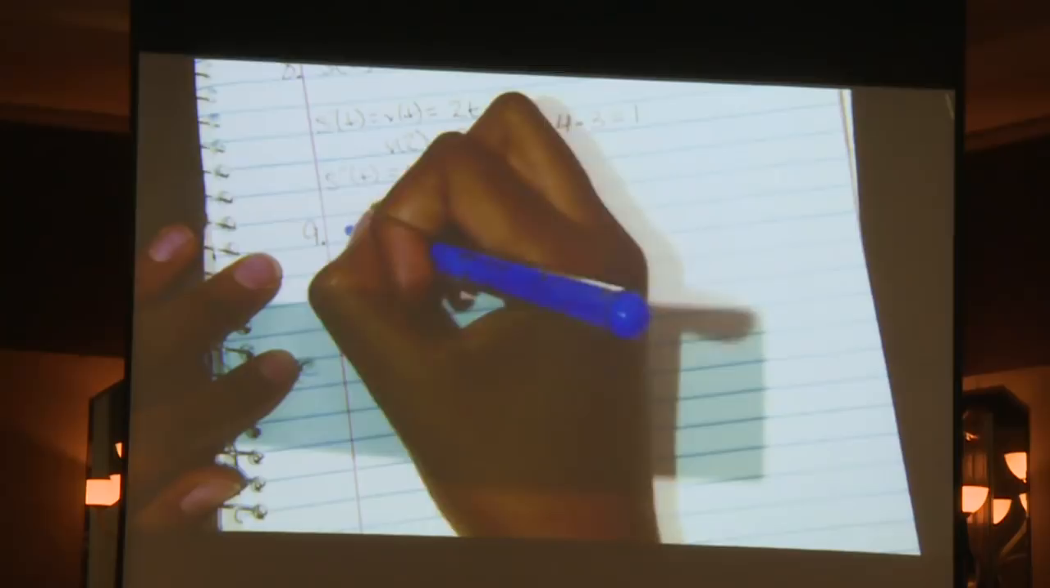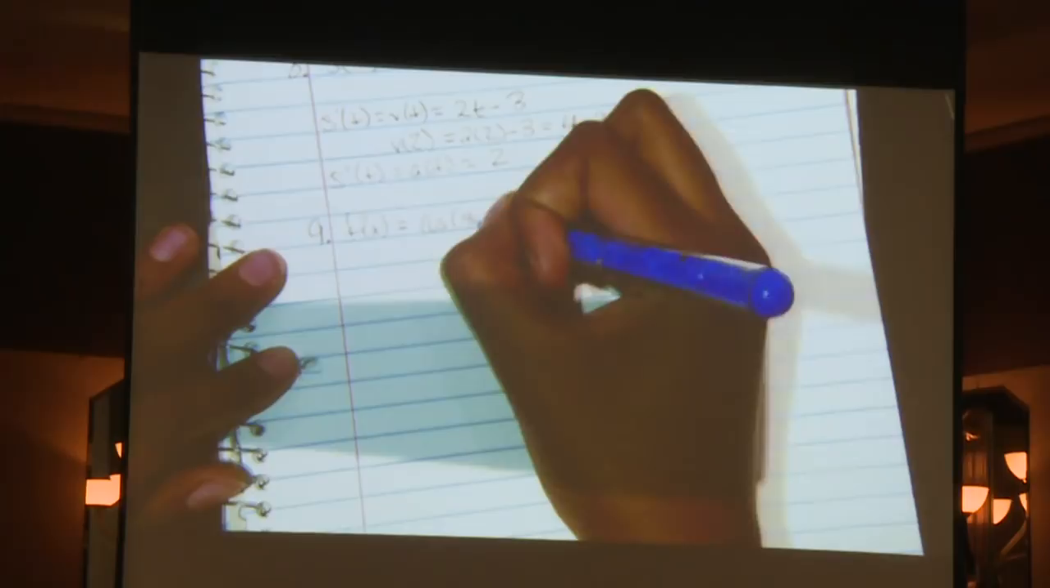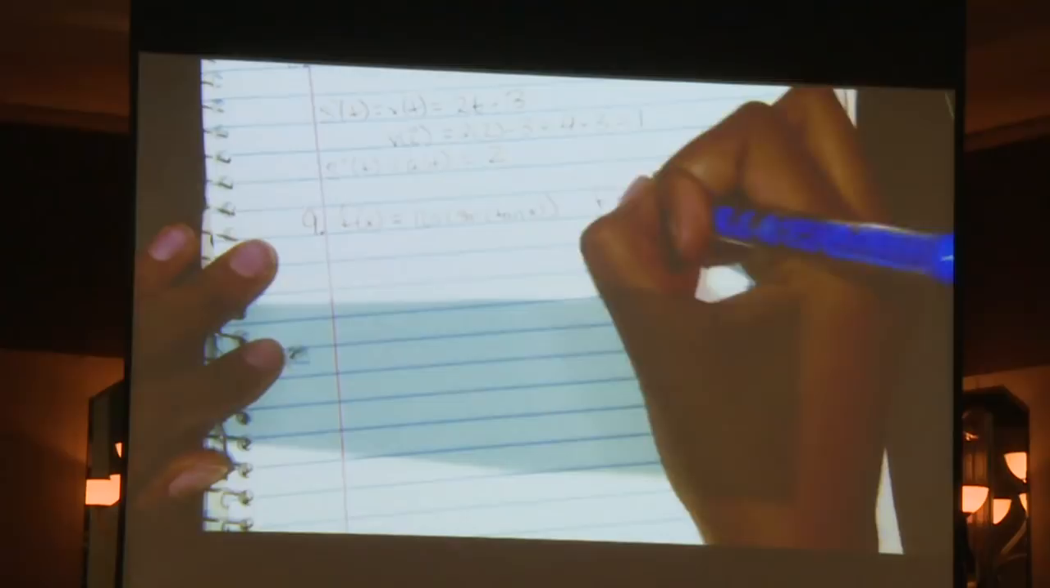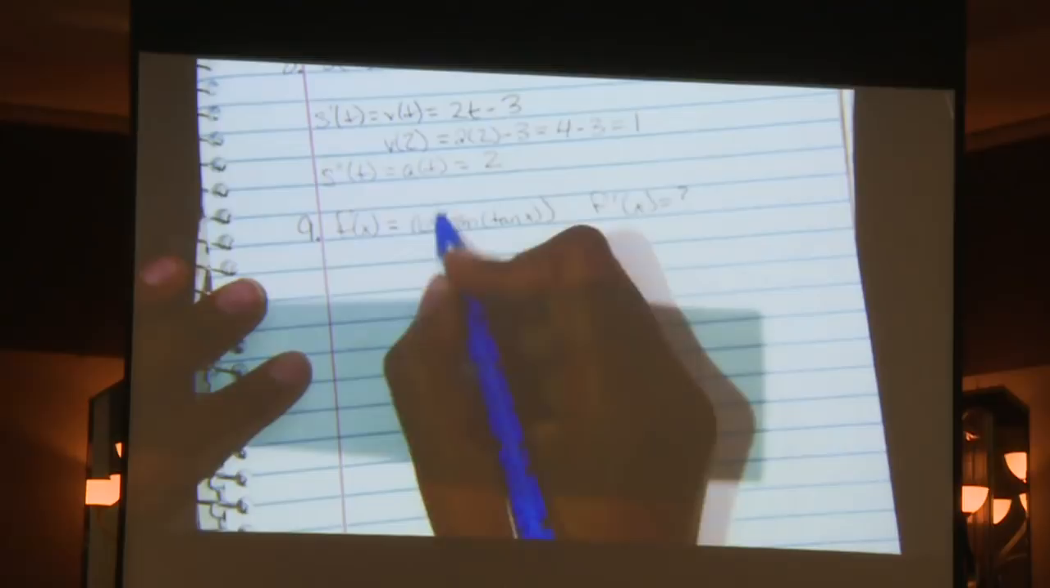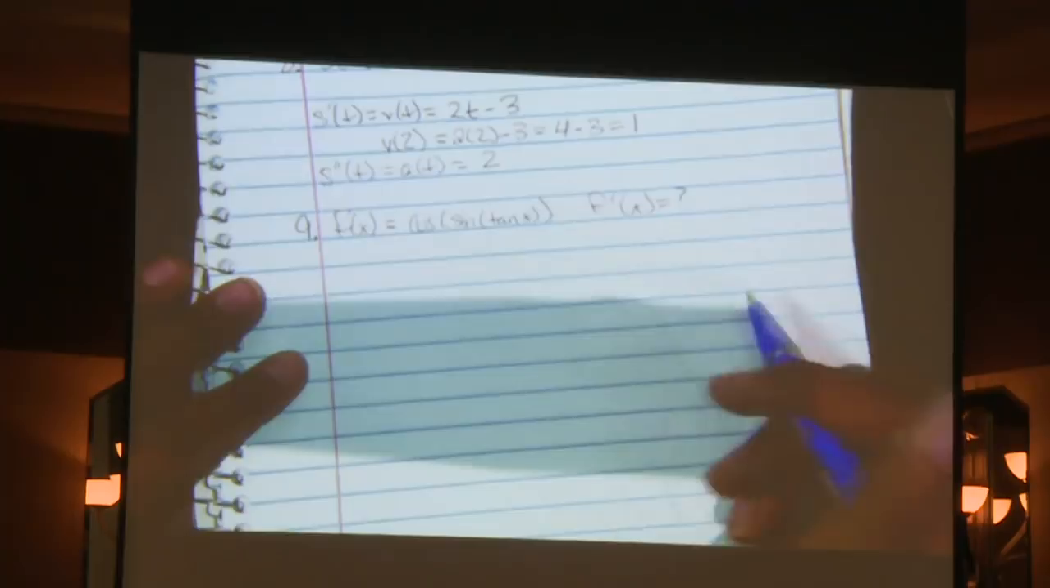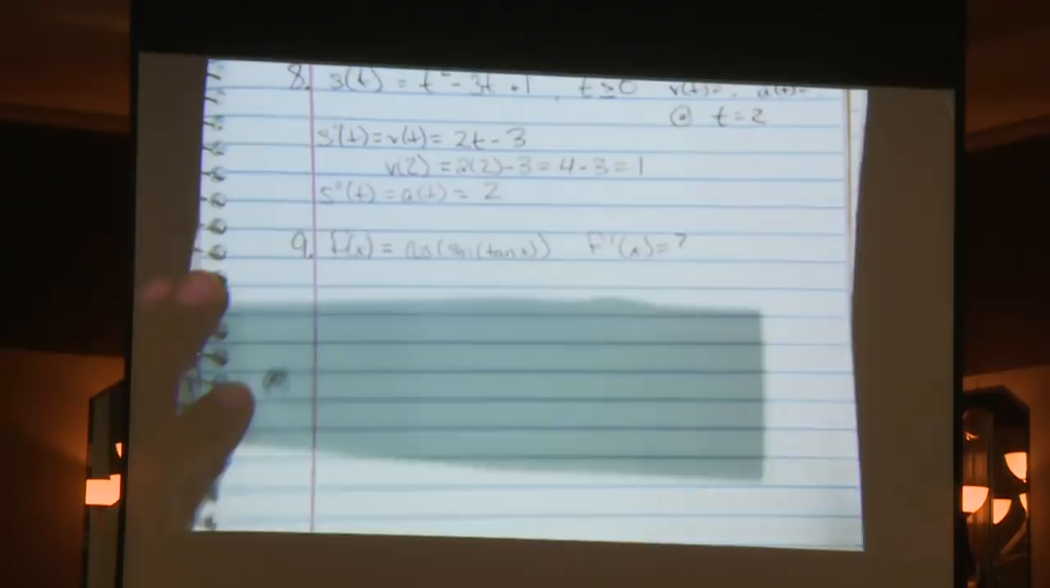Number 9, find the derivative of f of x equals cosine of sine of tangent x. Find f prime of x. So what's my rule that I'm going to be using with this? Chain rule. Awesome. Start from the outside, work your way in. As I was saying with the other one, be sure when you take the derivative of this, you have to keep your inside. Do not change your inside. That is one of the most common mistakes. Just find a way to make sure you do not change your inside.